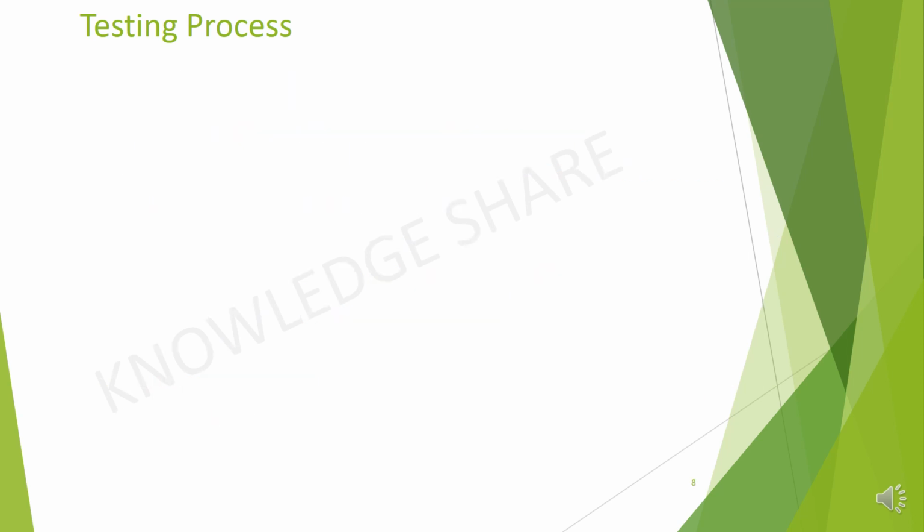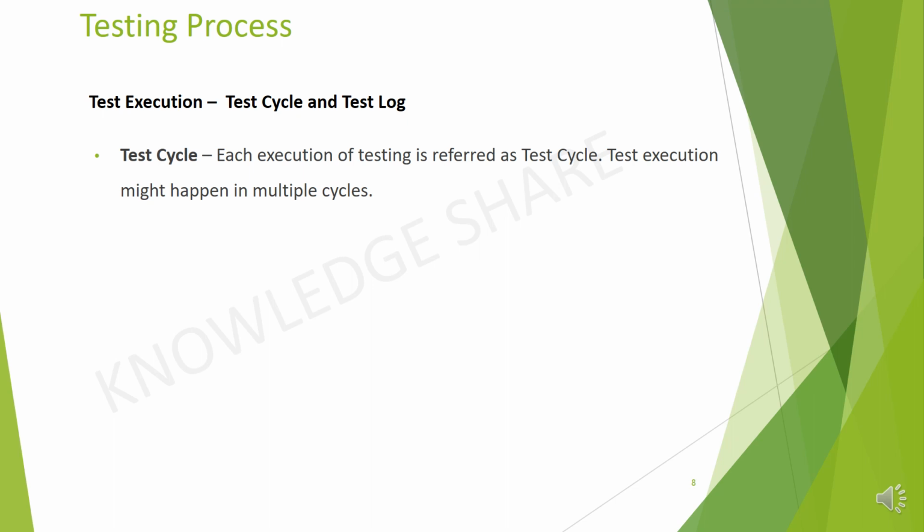Next question. Explain test cycle and test log. Test cycle means each execution of testing is referred as test cycle. Test execution may happen in multiple cycles.